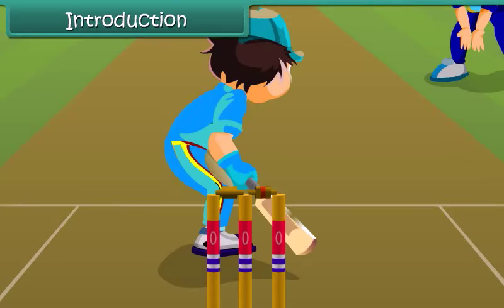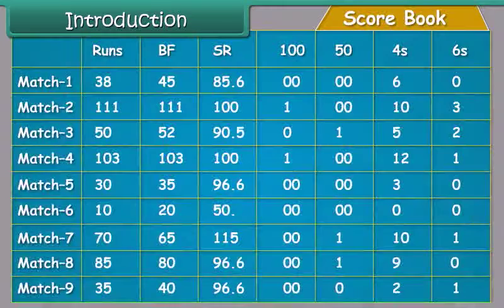Suppose you want to know the runs your favorite cricketer scored in last World Cup final. How will you know that? You have to look at the scorebook. The scorebook has all these data. Data handling is all about keeping the information safe.